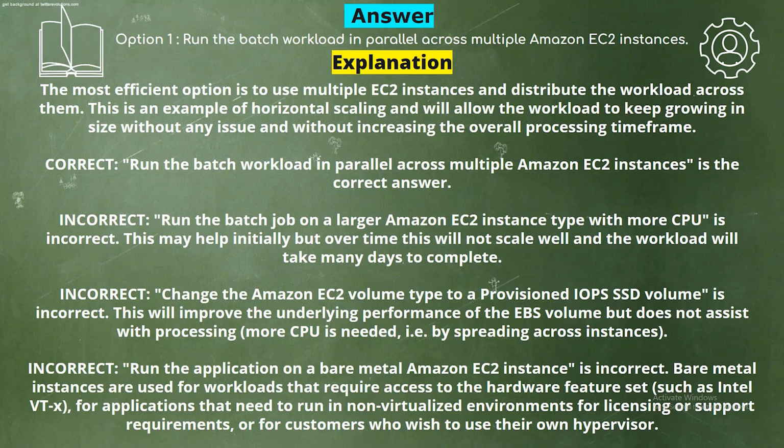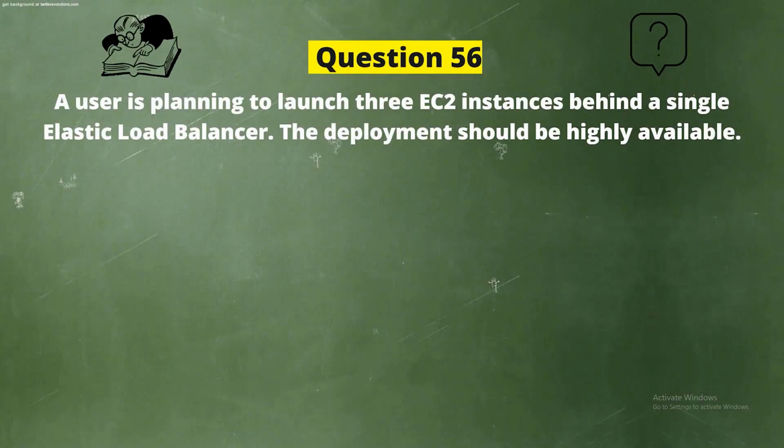This will improve the underlying performance of the EBS volume but does not assist with processing. More CPU is needed, i.e., by spreading across instances. Incorrect, run the application on a bare metal Amazon EC2 instance is incorrect. Bare metal instances are used for workloads that require access to the hardware feature set, such as Intel VT-x, for applications that need to run in non-virtualized environments for licensing or support requirements, or for customers who wish to use their own hypervisor. Next question.